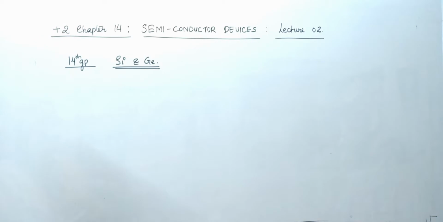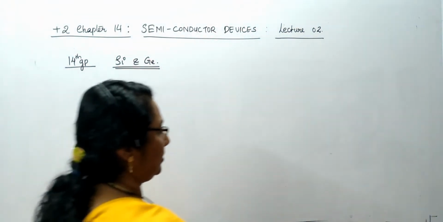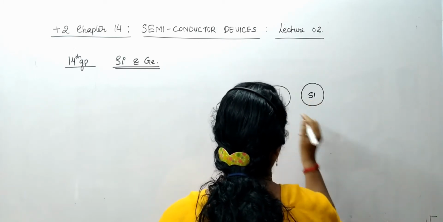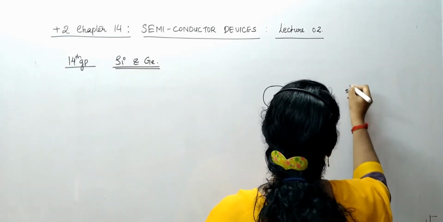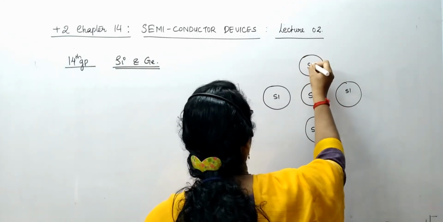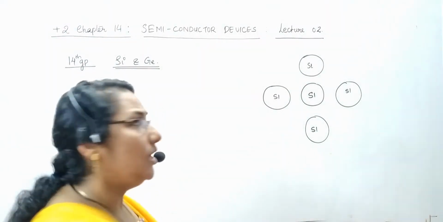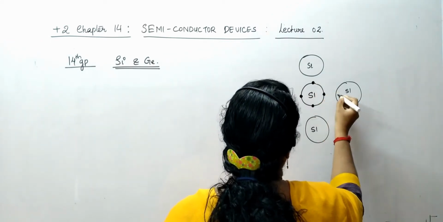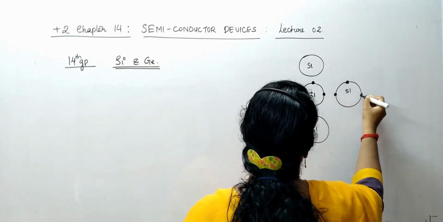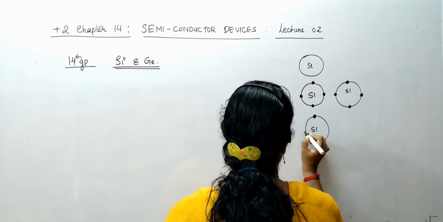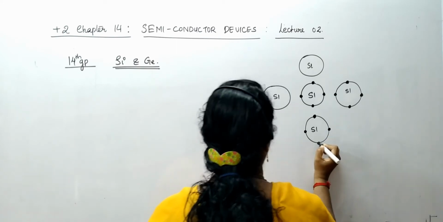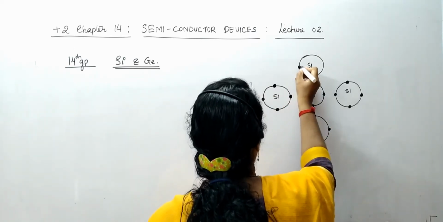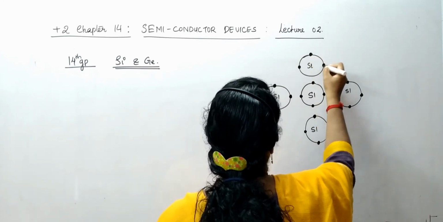Okay, if we consider a silicon crystal, where the silicon atoms are closely and tightly packed like this, suppose this is the first one, second one, third one, fourth one. We have considered five neighboring silicon atoms. Each atom has four electrons in its outermost shell, and these are called valence electrons. Numerous, infinite numbers of atoms are arranged in the silicon crystal. We cannot draw each and every atom, so we take just five neighboring silicon atoms.